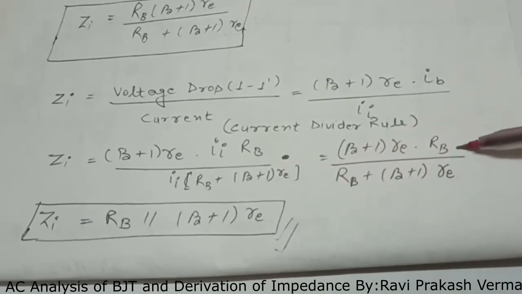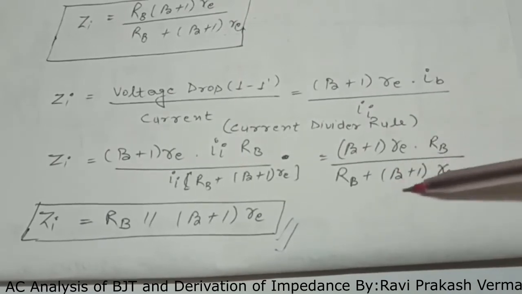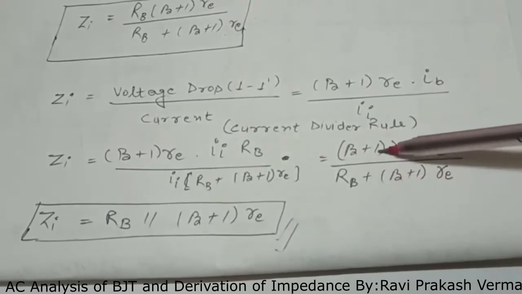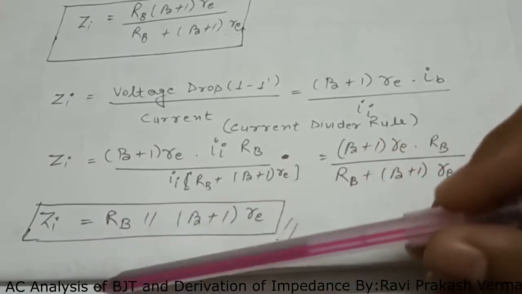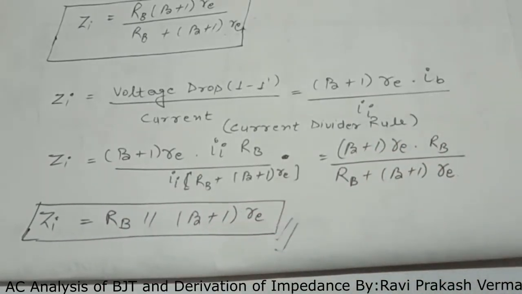From this equation, we can say that Rb and (beta plus 1) Re are in parallel. So we write it in a simpler way: the input impedance Zi is equal to Rb parallel (beta plus 1) Re.